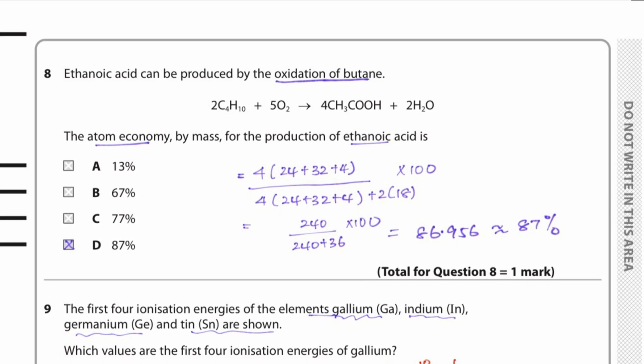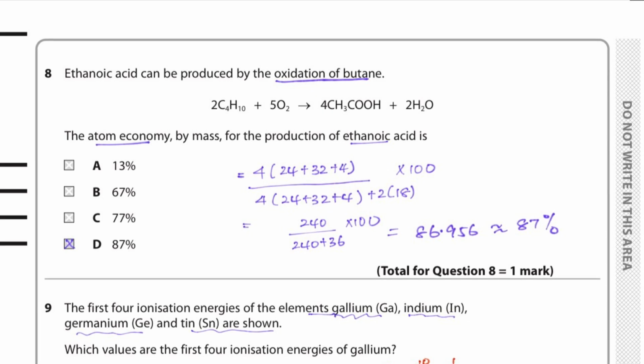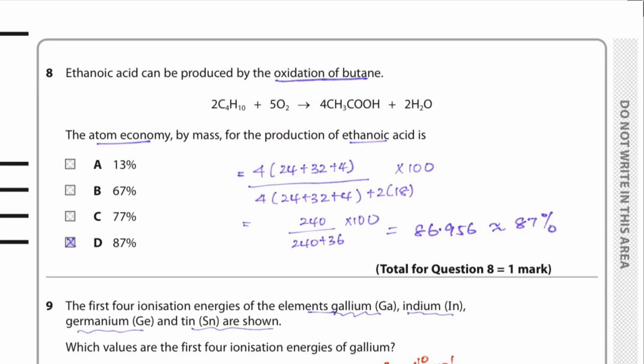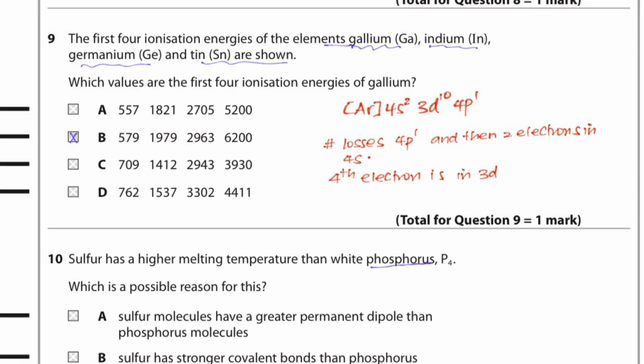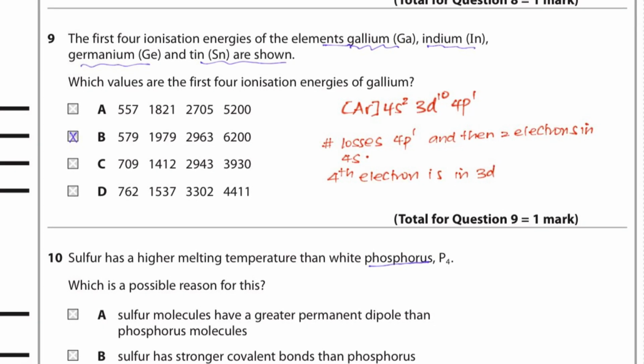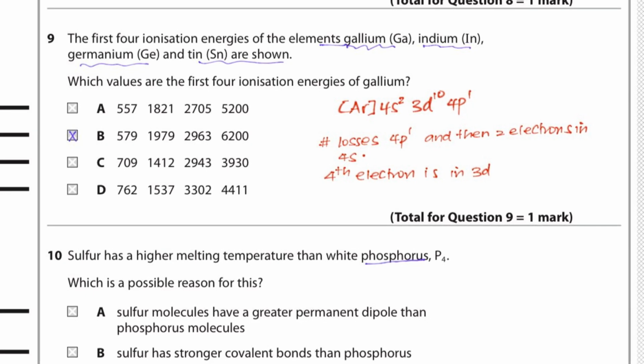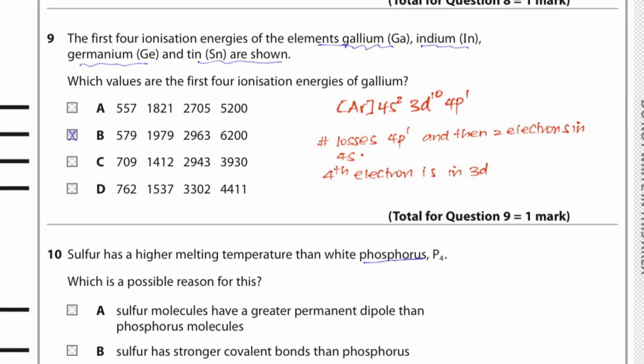This gives 86.96%, which rounds to about 87%. The answer is therefore D. Question 9. The first four ionization energies of gallium, indium, germanium, and tin are shown. Which values are the first four ionization energies of gallium?